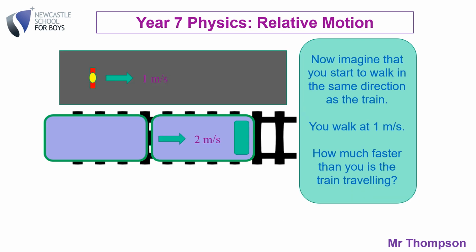Now, the relative motion comes into the fact that imagine if you were walking as well, you were in motion. So if you were walking at 1 meter per second along the platform and the train is moving 2 meters per second, then relative to you, the train is only moving 1 meter per second. It's only moving 1 meter per second faster. So when you look at it, it appears only to be moving 1 meter per second, or 1 meter passes you every second.